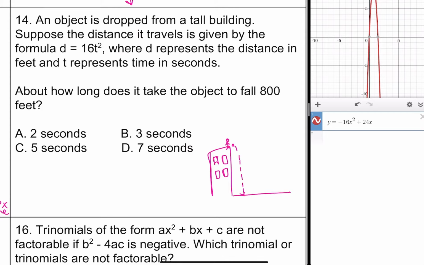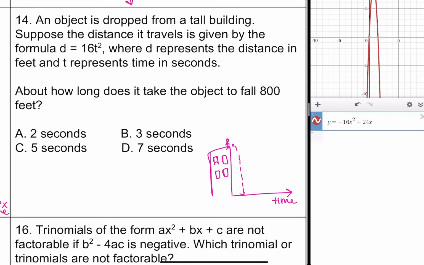And then it hits the ground. Suppose the distance it travels is given by the formula, d equals 16t squared, where d represents the distance and t represents time. So time, remember, that's usually your x value, and the distance is obviously the y in this case. All right, how long does it take the object to fall 800 feet?